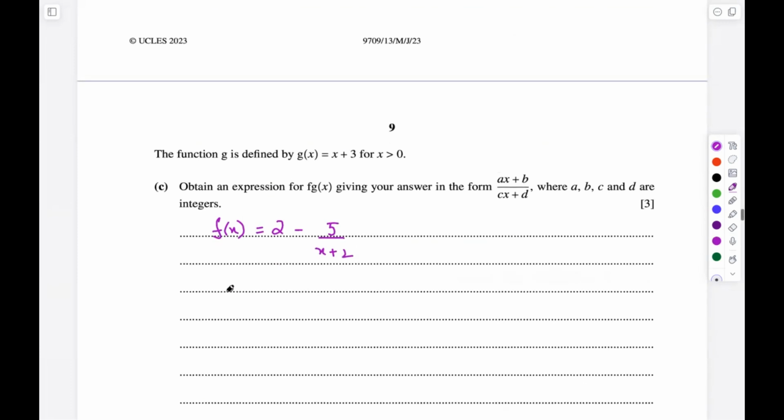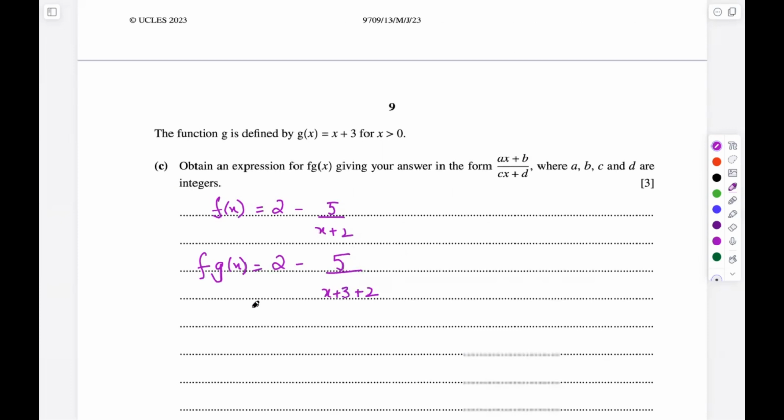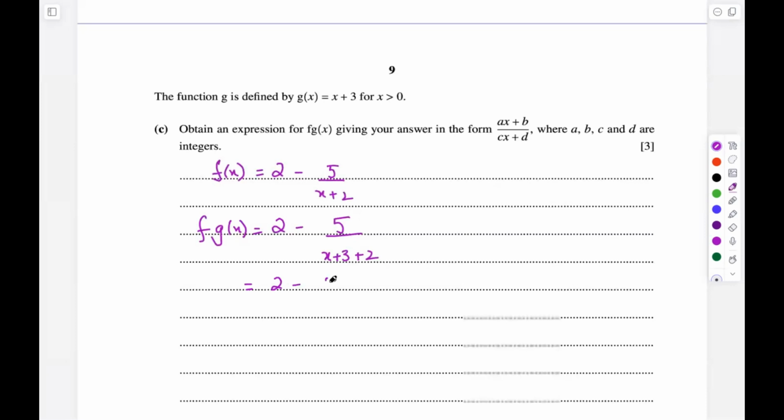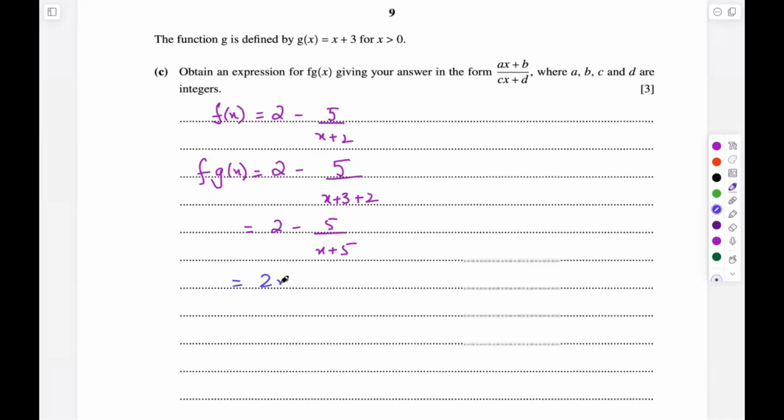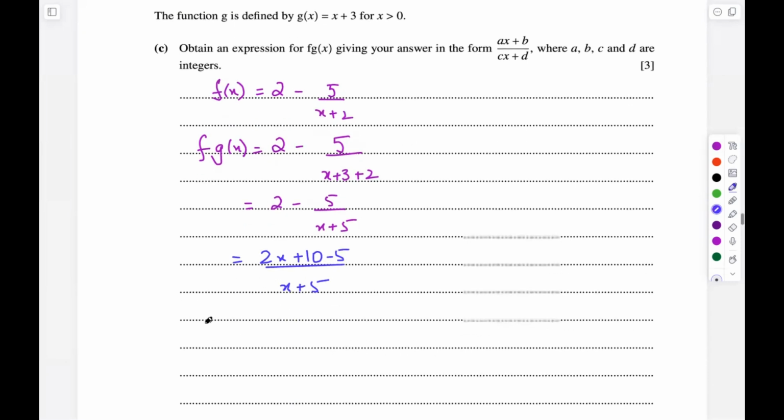As we have to find fg of x, in place of x we'll replace it with the g function. So that will become 2 minus 5 upon x plus 3 plus 2. Simplifying this, we'll get 2 minus 5 upon x plus 5. Taking the LCM, this will become 2x plus 10 minus 5 upon x plus 5. So finally, we can write the function fg of x as 2x plus 5 upon x plus 5.